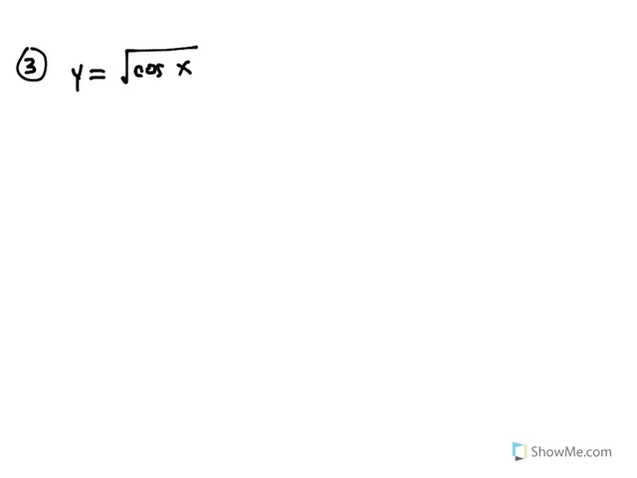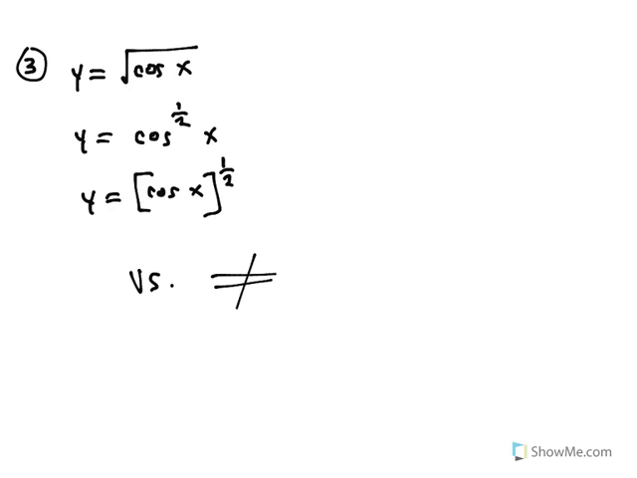Let's take a look at our third function. Y is equal to the square root of cosine x. And again, like we saw with number 2, you can write this function in an equivalent format. We know that taking the square root is the same as raising to the 1/2 power. So you can write this as cosine to the 1/2 power of x, which you can also write as cosine x and then put brackets there, raised to the 1/2 power.